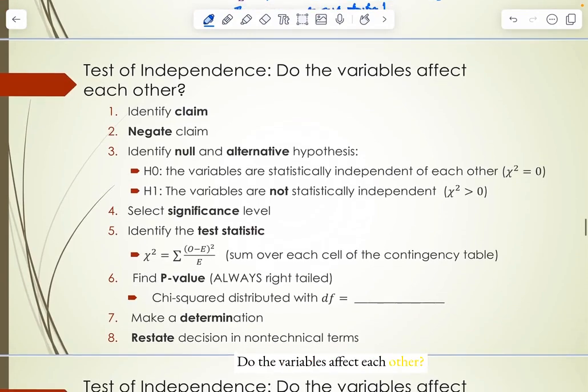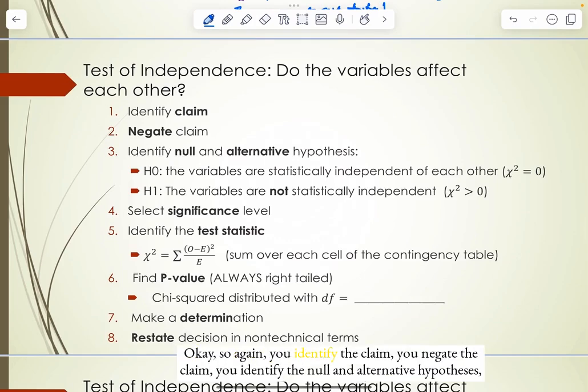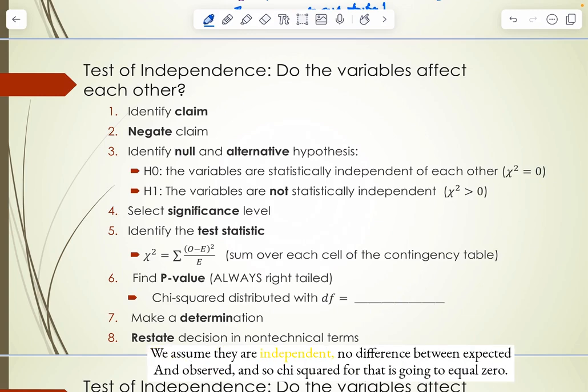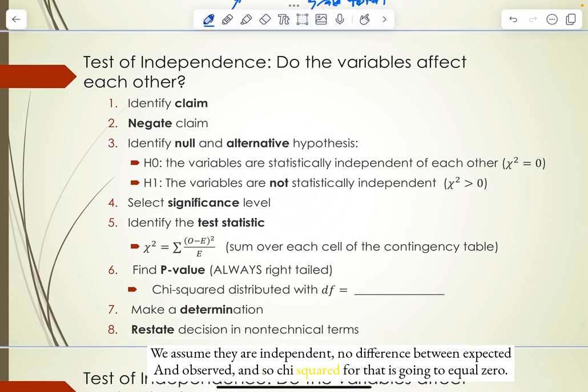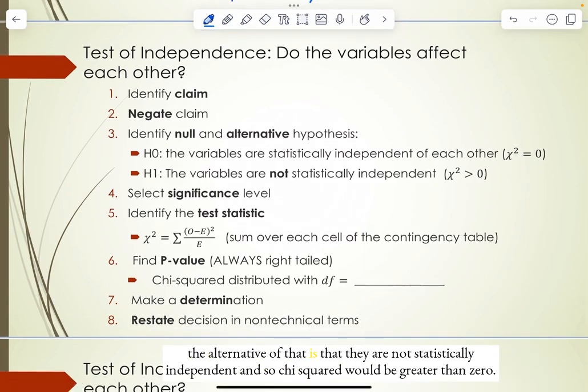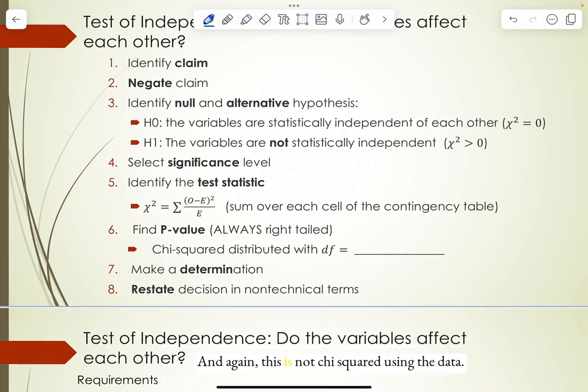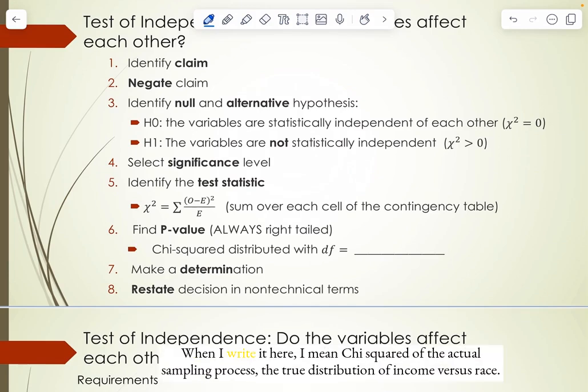Okay, test of independence. Do the variables affect each other? That's what we want to know. So again, you identify the claim, you negate the claim, and you identify the null and alternative hypotheses. The null hypothesis is always that the variables are statistically independent. We assume they are independent, with no difference between expected and observed, and so chi-squared for that is going to equal 0. The alternative is that they are not statistically independent, and so chi-squared would be greater than 0. And again, this is not chi-squared using the data. When I write it here, I mean chi-squared of the actual sampling process, the true distribution of income versus race.